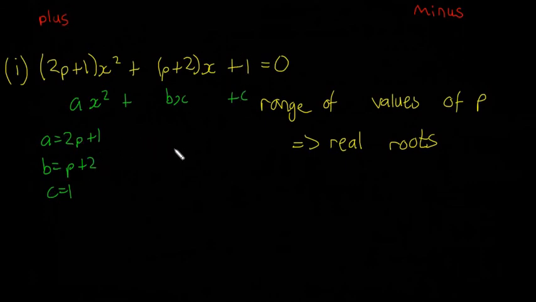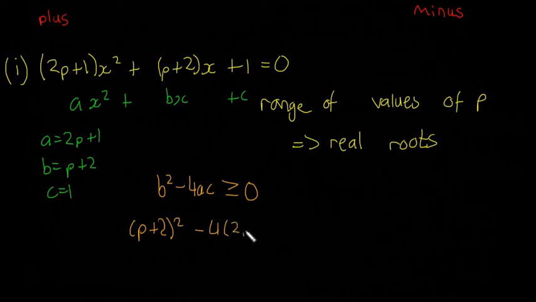So we're going to have a look at the discriminant. I'll go orange. Like we said, if the discriminant b squared minus 4ac is greater than or equal to 0, that means it has real roots. So we want b squared minus 4ac to be greater than or equal to 0. b squared is going to be (p + 2) squared, minus 4 times a, which is 2p plus 1, and then c is just going to be 1, greater than or equal to 0.